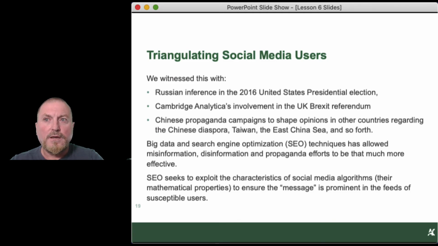Massive campaigns. Big data and search engine optimization techniques have allowed misinformation, disinformation, and propaganda efforts in pursuit of these goals I just mentioned to be that much more effective. Right? Now you can target disinformation to people who are prone to conspiracy theories. How do I know that? Well, they're visiting conspiracy theory sites. They're commenting on conspiracy theories. I have all that big data. I've collected it all. Right? I can now zero in on deepening that silo of conspiracy theories.